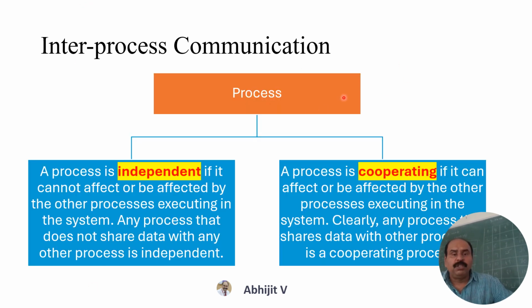So this is the comparison between two types of processes. One is independent, the other is cooperating. When there is no dependency of one process over the other, it is called independent. That means there is no relationship between multiple processes. A process is cooperating if it can be affected the other way around. When one process requires the help of the other process, it is called cooperating processes.